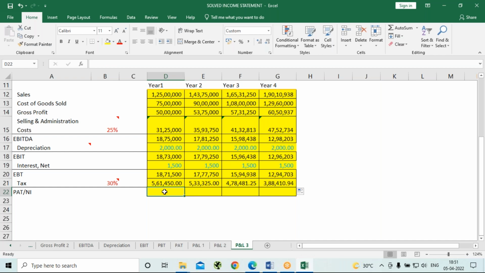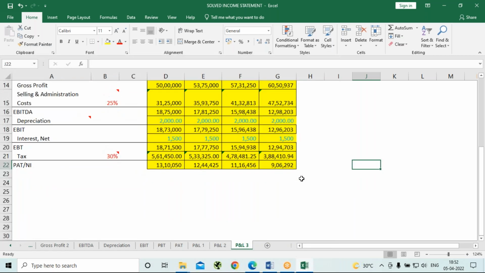Now finally the net income is going to be EBT minus tax. So this is going to be the value for the P&L calculation, or income statement calculation.